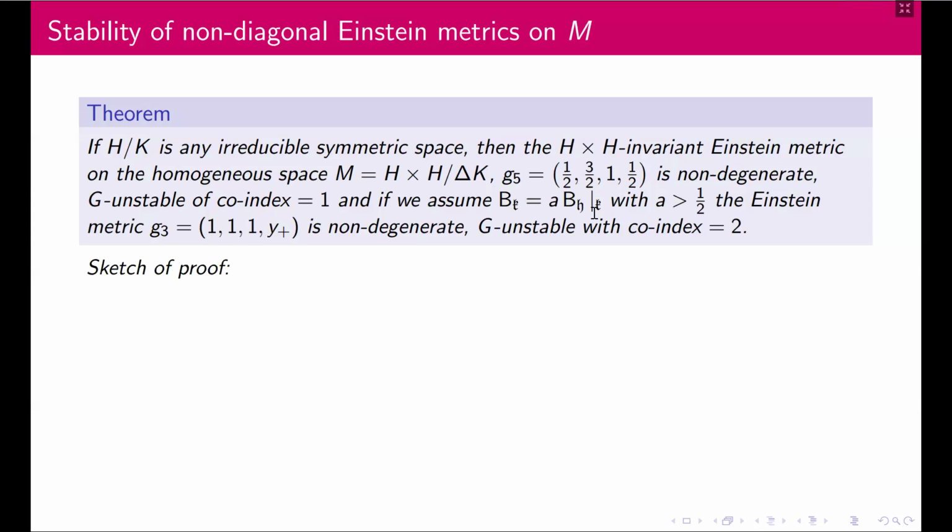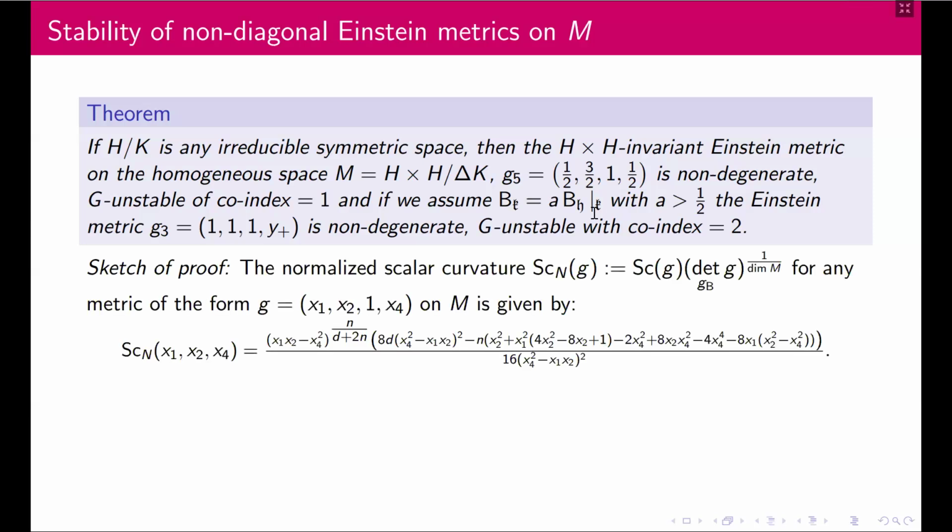A sketch of proof of this theorem: we consider the normalized scalar curvature of metrics of this form, x3 equal to 1. We were lucky because both Einstein metrics have x3 equal to 1. They were up to scaling even like that. So this normalized scalar curvature is given by this equation.